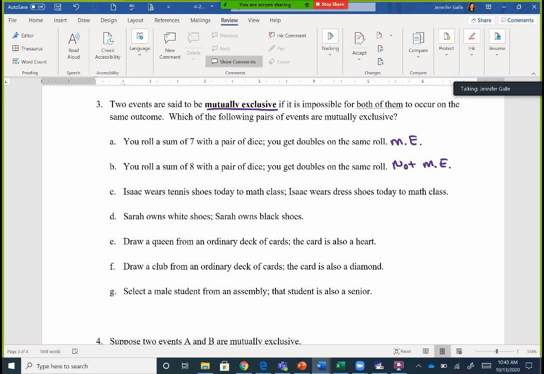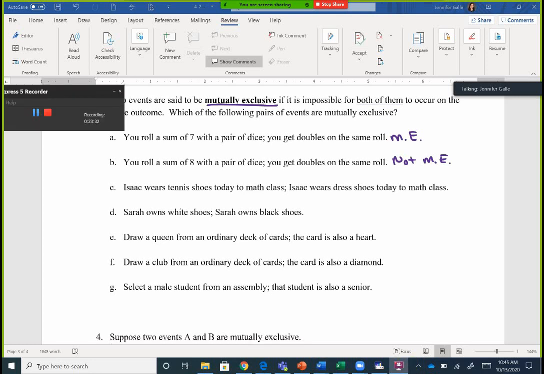So talk about the last few with your partner and decide which things are mutually exclusive, and we wouldn't have to worry about double counts, and which things are not mutually exclusive, and we'd have to worry about double counts. Talk about it with your partners. Take a look at those.